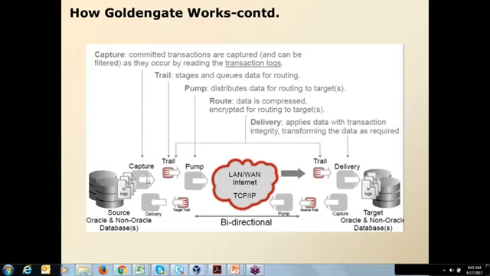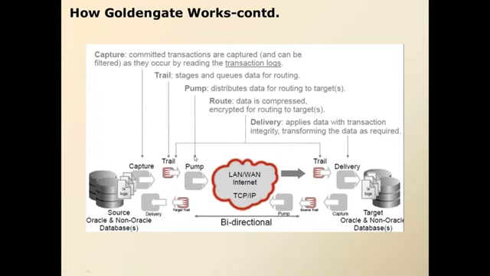So the capture process is doing the capturing part, writing it to local trail. It's the storage. Trail files are binary format files which store the data captured by the capture process. Once the data is available in local trail, the pump process reads the data out of your local trail, sends it over the TCP/IP network and writes it to remote trail. Once the data is available in remote trail, the Goldengate delivery process reads the data out of your remote trail and applies it to the target database.